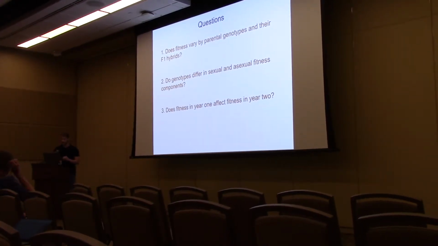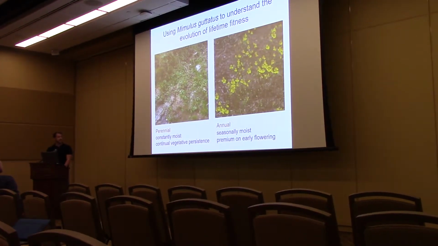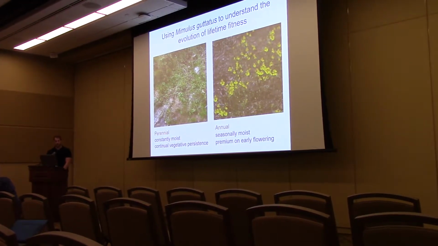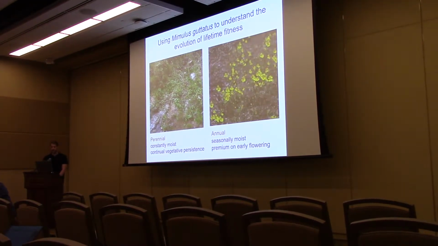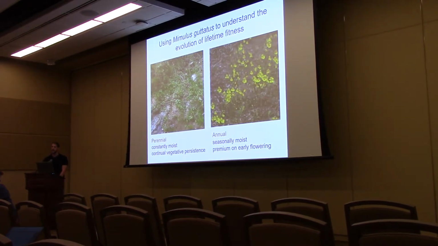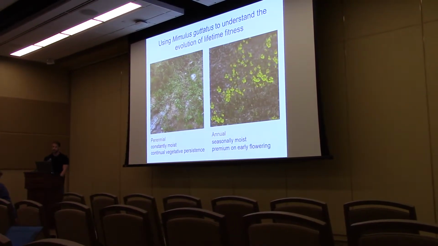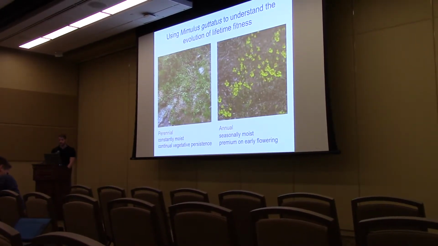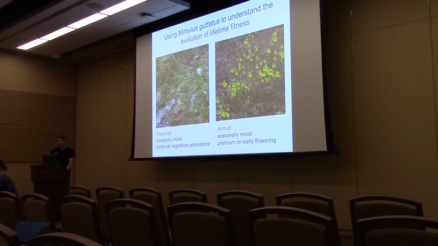To answer these questions, I've been using the model system, Mimulus guttatus, which exists in two broad ecotypic forms, perennial and annual. Perennial plants are found in environments which are continually wet. So the plants have continual access to water, and therefore have continual vegetative presence, or presence of these asexual stolons. The annual environment is drastically different, where it's seasonally moist or seasonally wet, fed by a large input of water into the system from snowmelt or early spring rain. And there's a high premium on early flowering.